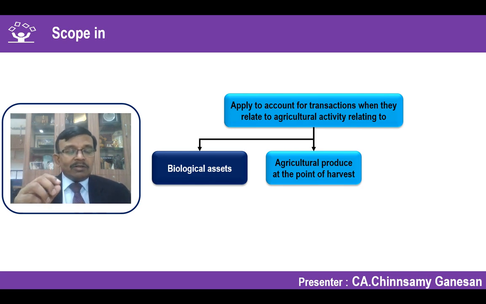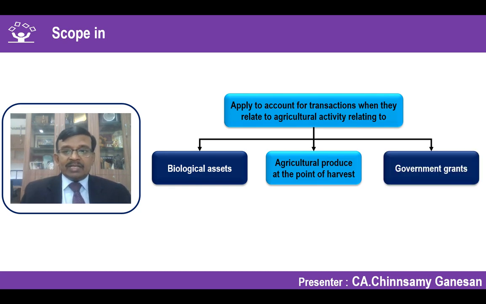And it also talks about agricultural produce at the time of harvest. For example, I am plucking the tea leaves out of the tea bushes. At the time of harvest, how I have to recognize it and what value is to be given for that agricultural produce is also covered by this particular standard. And of course, any government grant relating to agricultural activity is outside the scope of Ind AS 20 and should be considered only as per this particular standard, Ind AS 41.